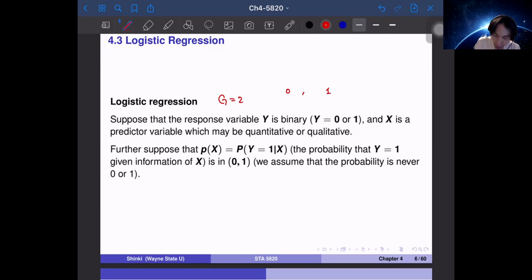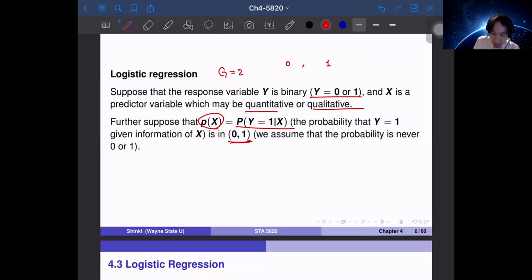Suppose that the response variable is 0 or 1, and x is a predictor variable, which may be quantitative or qualitative. Then we think about the probability of y equal to 1 given x. So given balance, what's the probability that the person will default within 3 months or something like that? The larger x is, the higher the default probability. So we denote that as p of x.